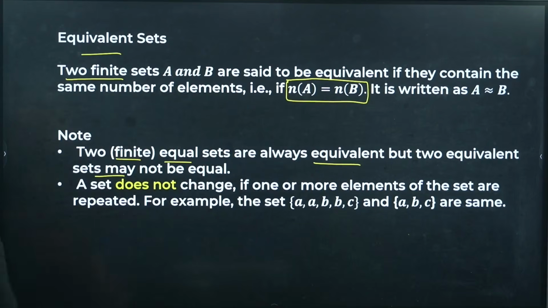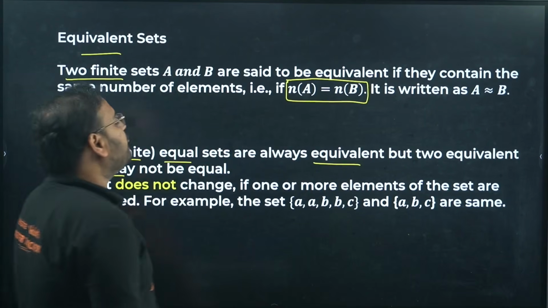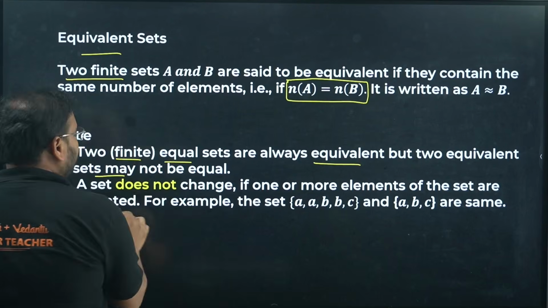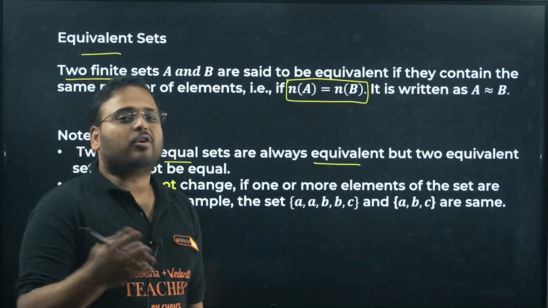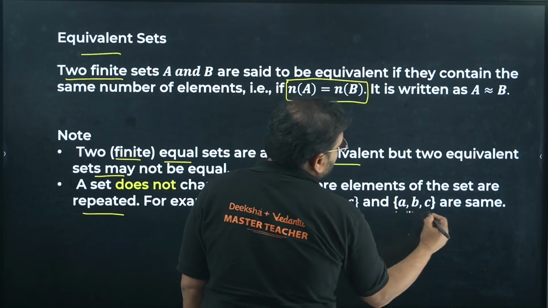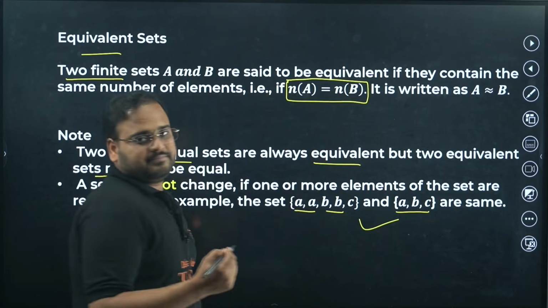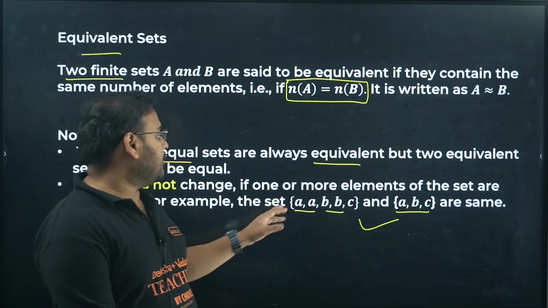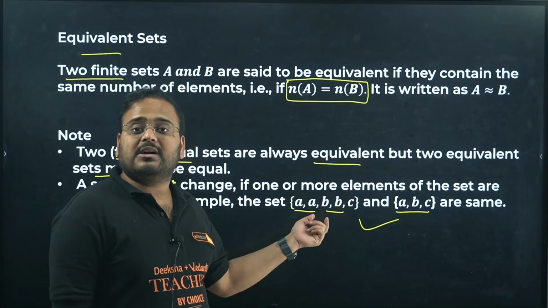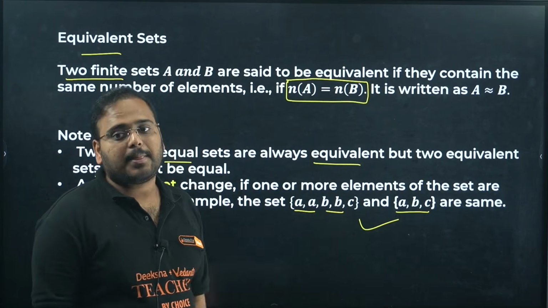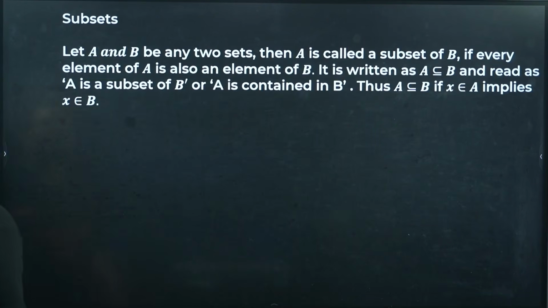Okay, next, a set does not change if one or more elements of the set are repeated. Because when you write a set, we don't repeat elements actually. So if you write A, B, B, C, C or A, B, C, they are the same thing. We don't repeat the elements actually. So what about A, B, B, C, C? What is the cardinal number of this set? It's still 3 only. It's not 5. Okay, getting my point?